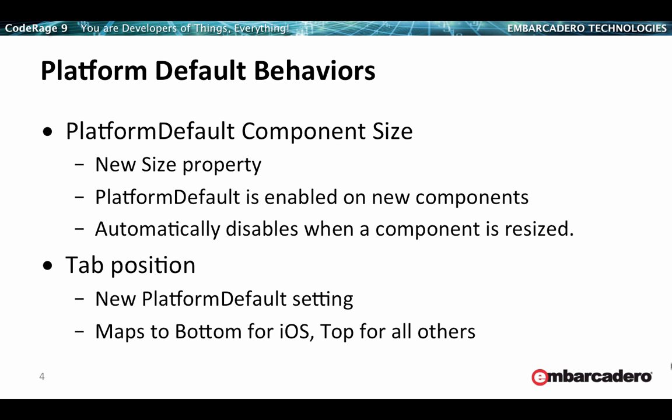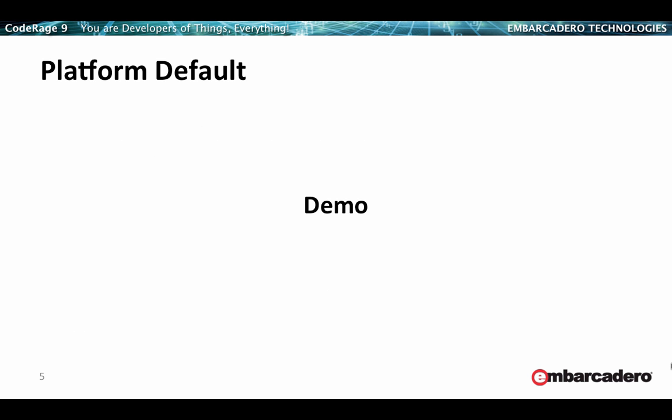We also added a new value to the TabPosition enumeration for the TTabControl. It's called PlatformDefault. For new tab controls, this is the default setting. When your app is run on most platforms, this setting causes the tabs to be positioned at the top of the tab control. When the app runs on iOS, the tabs will be positioned at the bottom of the tab control. Let's take a look at this.